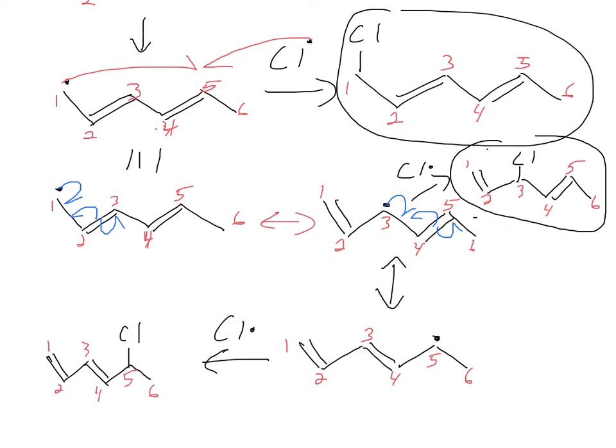five, 6. Are there any more resonance forms I can draw with this? I'm stuck, right? I can go back this way, but that's the way I came from, so it's not going to change anything. So for how many different types of intermediates you have, that's how many different types of products you can form, right? So for this one, you have 3 different intermediates that lead to 3 different products.